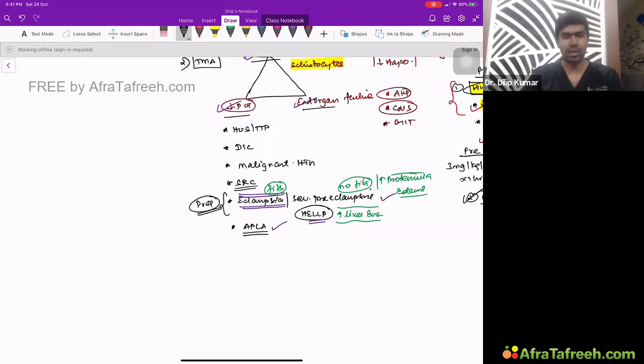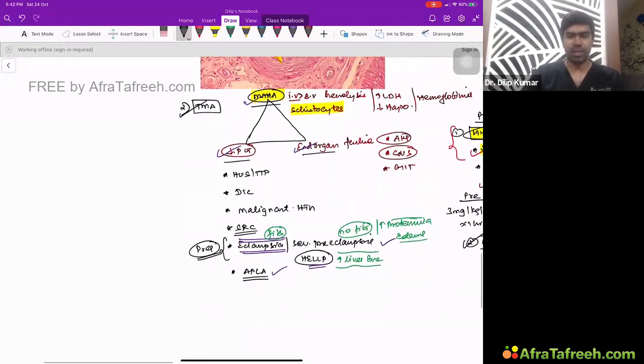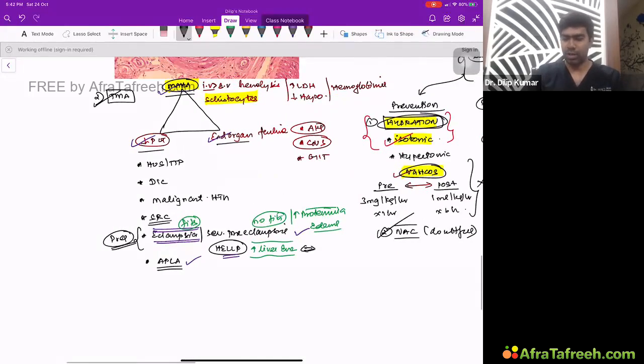So background pregnancy or a history of recent delivery, getting all these problems, whatever I've told you, along with the TMA-like picture, you're going to go for preeclampsia, eclampsia, or HELLP syndrome. And remember, in HELLP syndrome, one important differential diagnosis, something called AFLP, is there. It's called acute fatty liver of pregnancy. So in exam, it's very easy to differentiate.